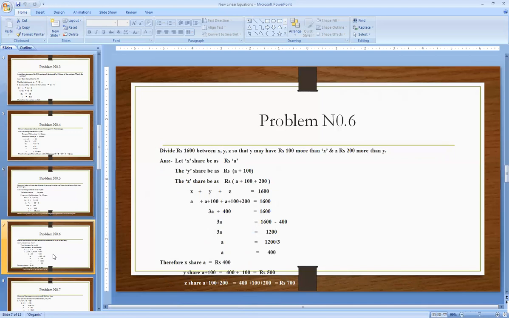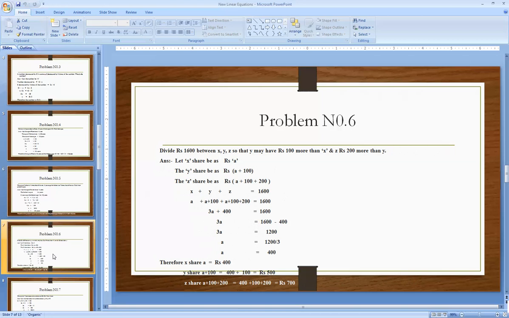Let us see the sixth question. They have given that divide 1600 between x, y, z so that y may have rupees 100 more than x and z rupees 200 more than y. This is a question on sharing of values. What they have given is 1600. It has to be shared between the three people, that is x, y and z. Now we have to calculate the share of x, the share of y and the share of z.